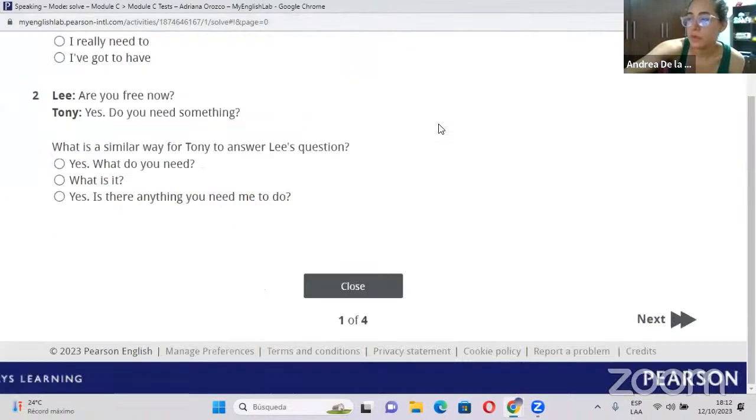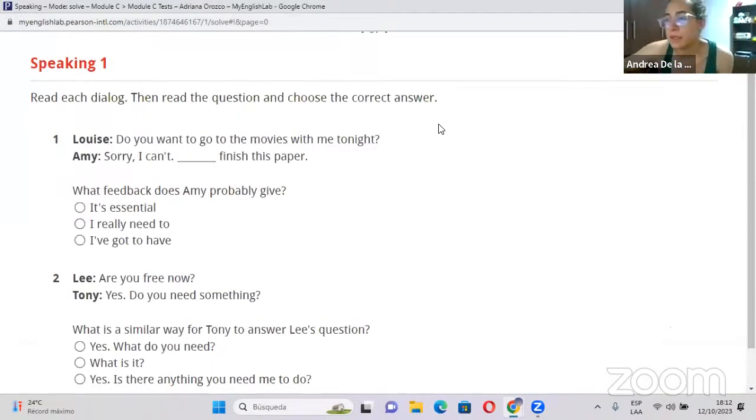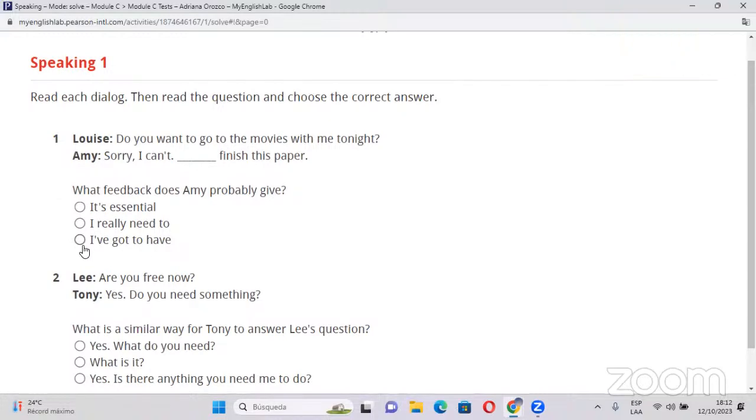Okay. This was the first speaking. It says read each dialogue, read the question, choose the correct answer. Do you want to go to the movies with me tonight? Sorry, I can't. Yes, in this case, I noticed that I think you chose the third one, right? I've got to have. Yeah.